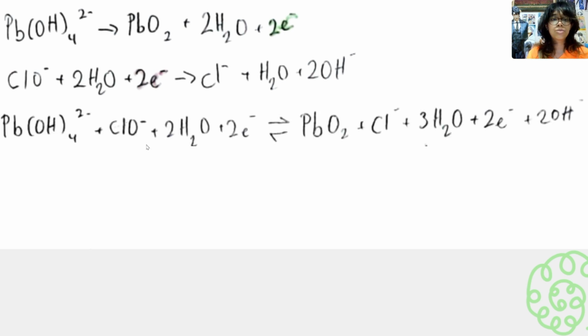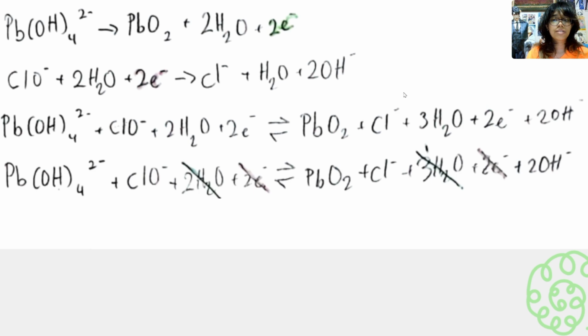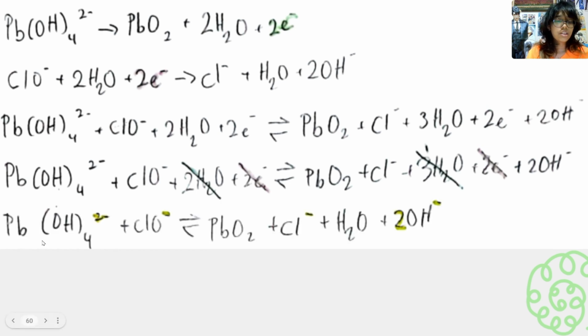Our next step is we just need to add these two together. So we get this really long equation. So we need to simplify this. So we cross out whatever we have multiples of on both sides. So as you can see here, we can just cross out both waters, but this has 1 water left, and we can cancel out the 2 electrons on both sides. So now we get this. This is our equation. As you can see, we've simplified it.